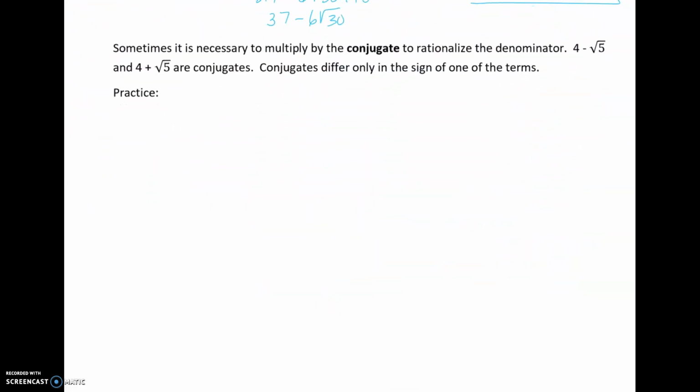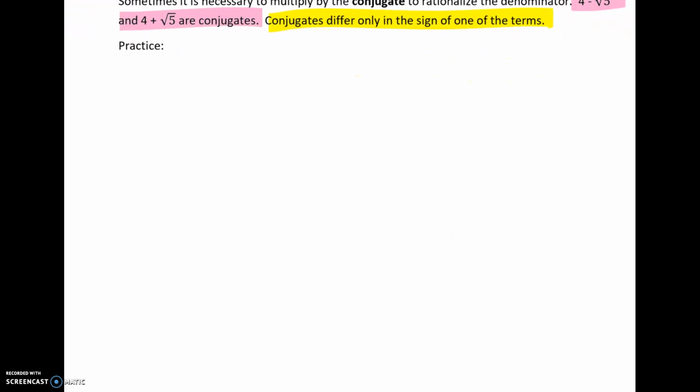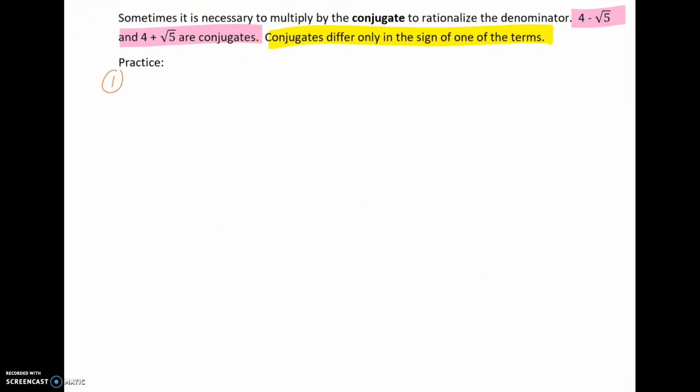Okay, so let's go down and talk about the conjugate. Sometimes it is necessary to multiply by the conjugate to rationalize the denominator. 4 minus the square root of 5 and 4 plus the square root of 5 are conjugates. Okay, so you should notice that the only difference between the conjugate is their sign. If you notice, one was subtraction, the other one is addition. So if you're given addition, you're going to use the same thing with subtraction to conjugate it. All right, so let's practice. Why is this important? Because it's going to help us rationalize the denominators.